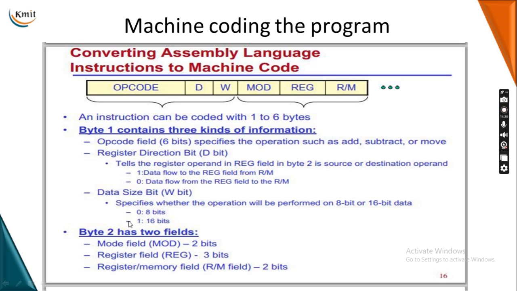Next, byte 2. The second byte has two fields that are the mod field, the second one is the register field, and the third one is the R/M field, the register or memory field. So it has 2 bits, 3 bits, and 3 bits. In the first byte, the opcode is 6 bits, the direction bit is 1 bit, the width bit is 1 bit. In the second byte, the mod field is 2 bits, the register field is 3 bits, and the R/M field is 3 bits.